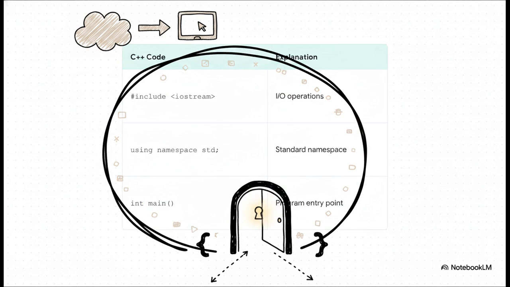Right below that, we have using namespace std. The STD stands for standard. This is a massive time saver. It simply tells the program to use the standard library namespace by default, which physically saves us from having to type out std:: before every single command we write later on.